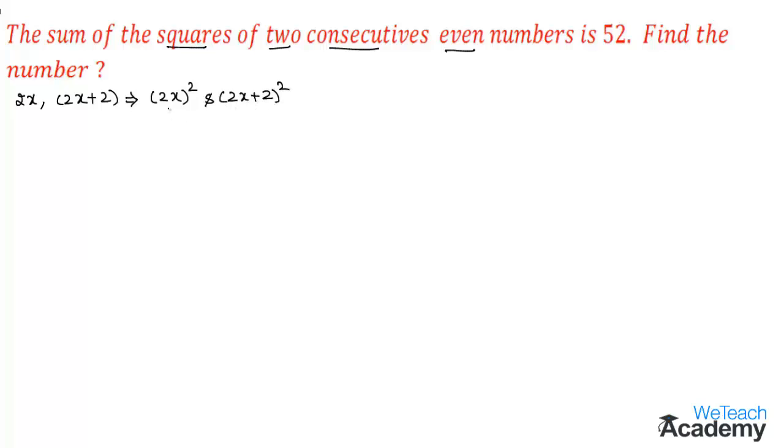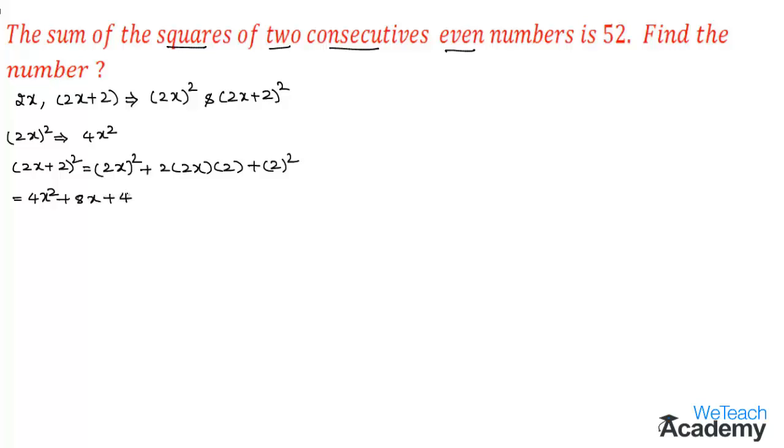Now let us simplify this. The first number, (2x) whole square, would come as 4x square. Then the next consecutive number is (2x plus 2) whole square. We observe that this is in the form of (a plus b) whole square, and by writing this in the form of the formula, we get a square, which is (2x) whole square, plus 2 into 2x into 2, plus 2 square. So this would come as 4x square plus 8x plus 4.